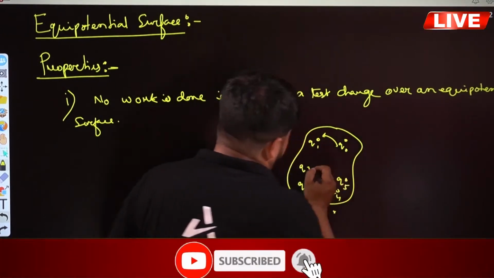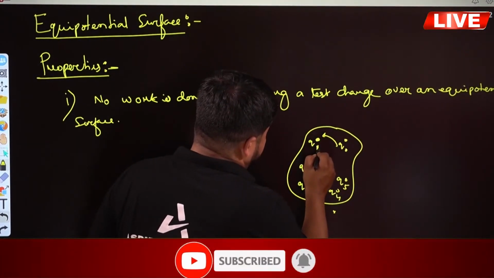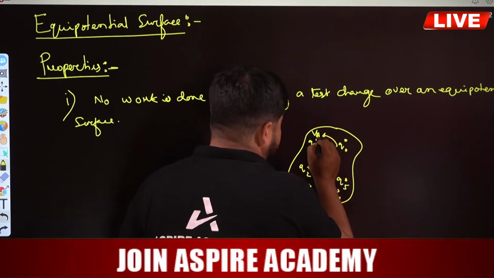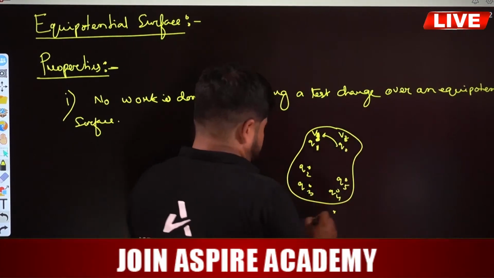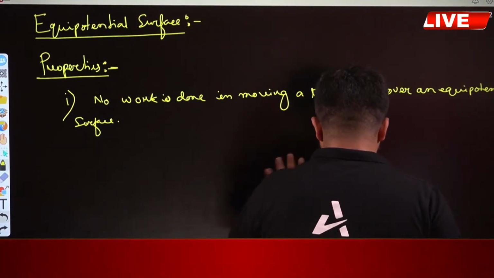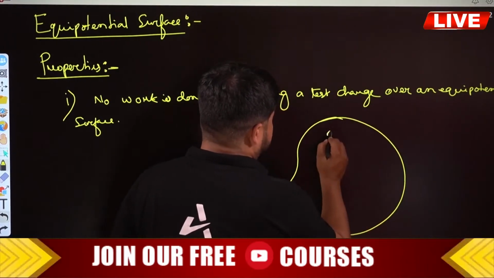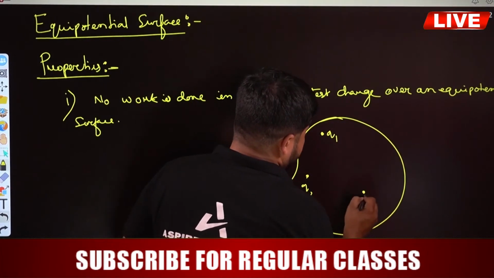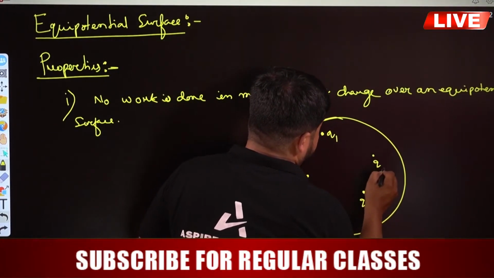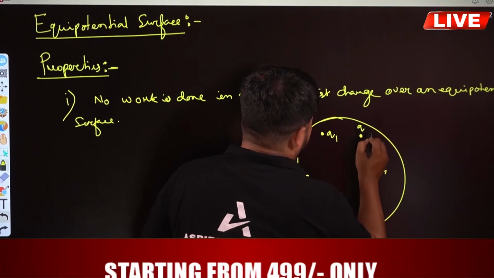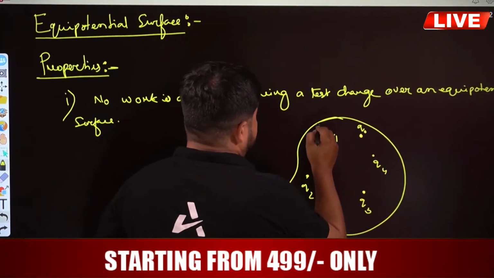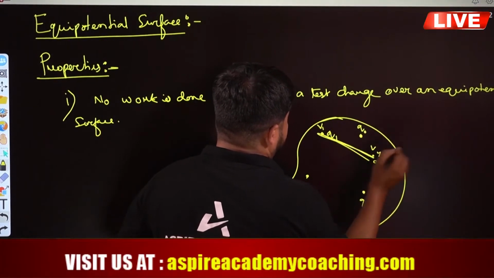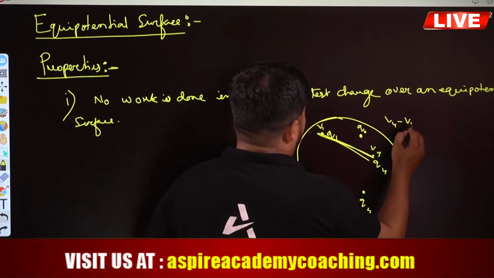Let us discuss another way. Suppose this is a surface, and there are charges Q1, Q2, Q3, and Q4. Suppose another charge, Q0. Here the potential is V1, and here the potential is V4. What is the potential difference between these two points? V4 minus V1.